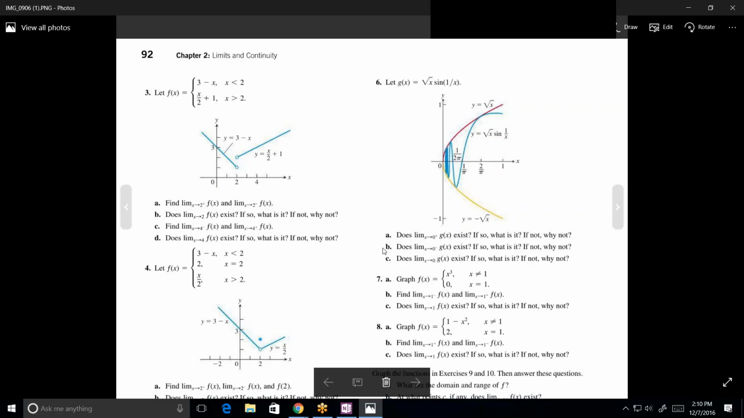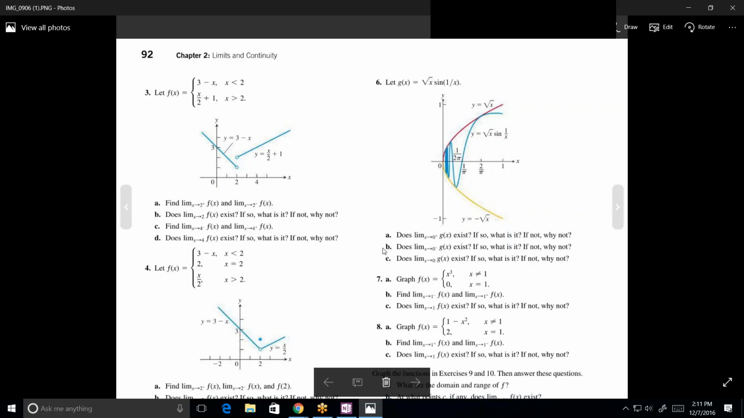How about B? Does the limit exist as we approach from the left? No, because there isn't a line. Yeah, the function does not exist to the left of the y-axis. So yes, you're correct. No is the answer. For C, yeah, it would be does not exist.